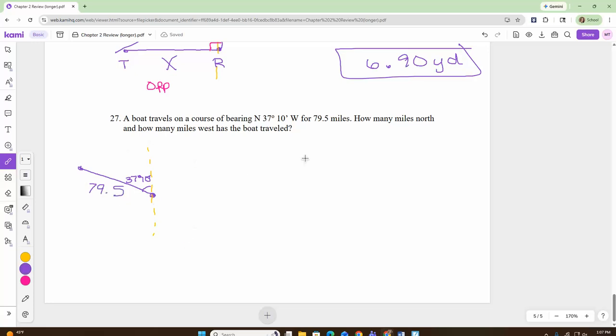How many miles north and how many miles west has it traveled? So what would I do? Yeah, you can just go straight across. So this is the number of miles north. This would be our west. We need to find those. From here, this would be my right angle, making this the hypotenuse. This one's touching my angle, so that's the adjacent. So this is opposite. So if I want to find my north, that's adjacent and hypotenuse, so cosine.